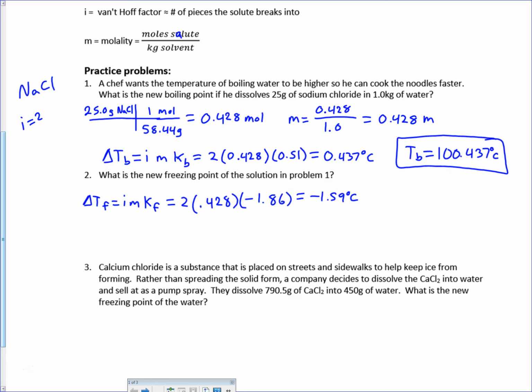Now the normal temperature is 0, and so if we're at 0 and then we go down 1.59, we actually end up at negative 1.59. So it seems like it's the same number here, but that's just because the freezing point for water is 0, and if you change from 0, you're going to get whatever number that changes. So, yep, it's negative 1.59 degrees Celsius.